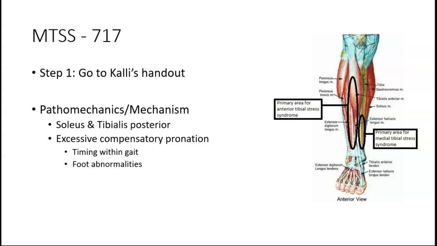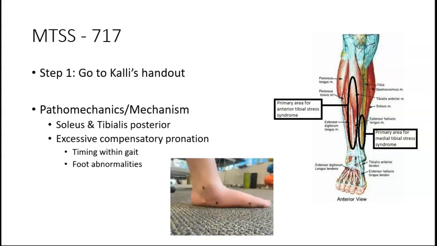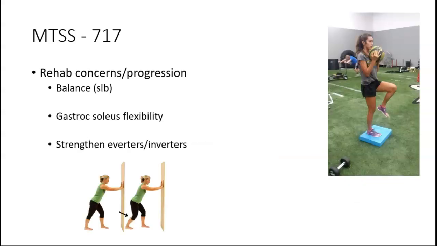On page 717, just like you heard in the presentation, the pathomechanics section and the mechanism section definitely talk about the soleus and the tibialis posterior. They definitely talk about that excessive compensatory pronation and where that occurs. If it occurs at the wrong time, if we're hyperpronated when we shouldn't be hyperpronated, we've got problems. So make sure you have a good grasp of that.